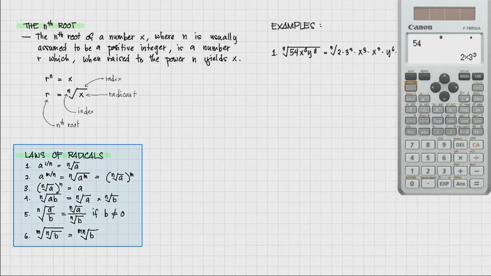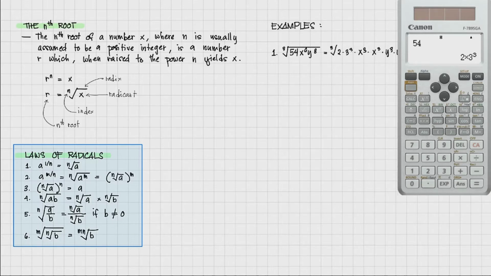So that's the whole expression. I think we need to further simplify our y. So let's break down this expression first. From this, we can further break this down to y raised to 3 times y raised to 3 times y raised to 2, right? So we have y raised to 3 times y raised to 3 times y raised to 2. Correct. Yeah, there you go.